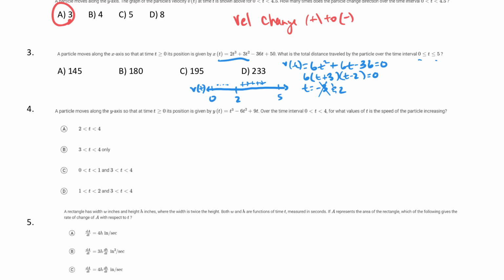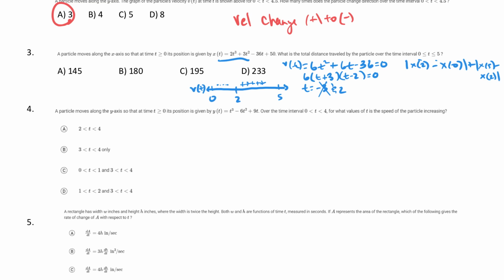So in order for me to find distances, I need to take the absolute value of x of 2 minus x of 0 in this first region right there, plus the absolute value of x of 5 minus x of 2 for that second region. And I'm taking absolute values because I need positive distances to find the total distance traveled. I'm not looking for displacement. That's a completely different problem.